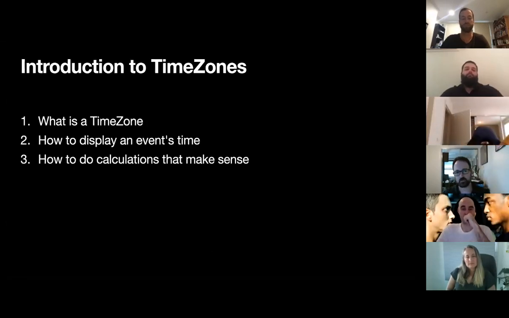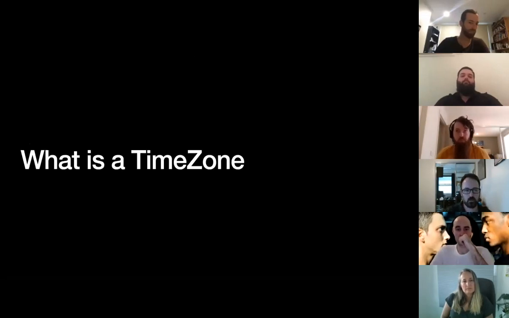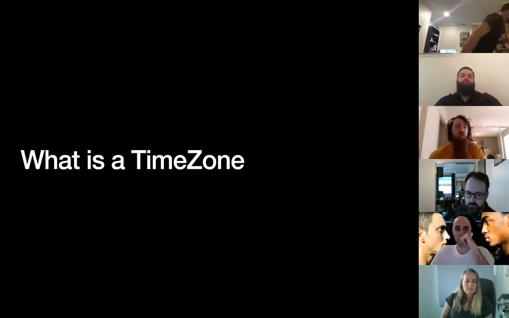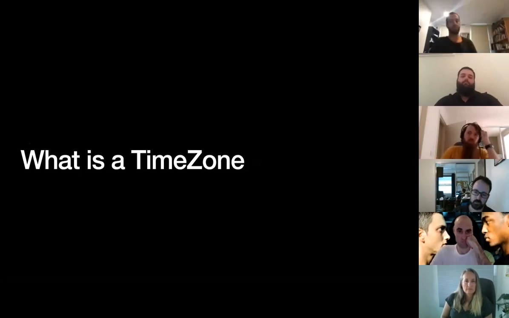So we're going to cover three little things here. We're going to look at what a time zone is, how to display an event's time, and how to do time calculations that will make sense to your users. So what is a time zone? We're going to try and come up with a useful definition, something that we can use to answer the two questions that we will answer after this.